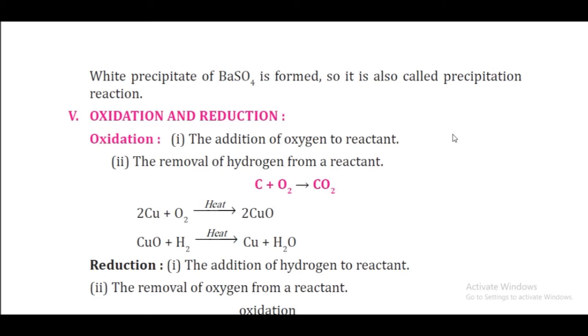These reactions in which both processes take place are also called redox reaction. So first of all, before proceeding, we should know about the conditions of oxidation and reduction. The first condition of oxidation is addition of oxygen to a reactant. Whenever addition of oxygen takes place, then we say that oxidation has taken place. The second condition is removal of hydrogen from a reactant. Whenever hydrogen is removed, we say that oxidation has taken place. So for oxidation there are two conditions: addition of oxygen and removal of hydrogen.